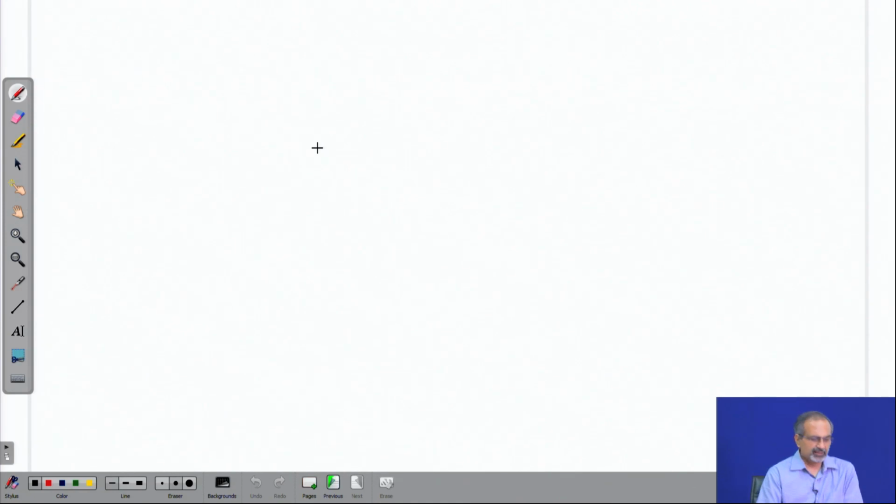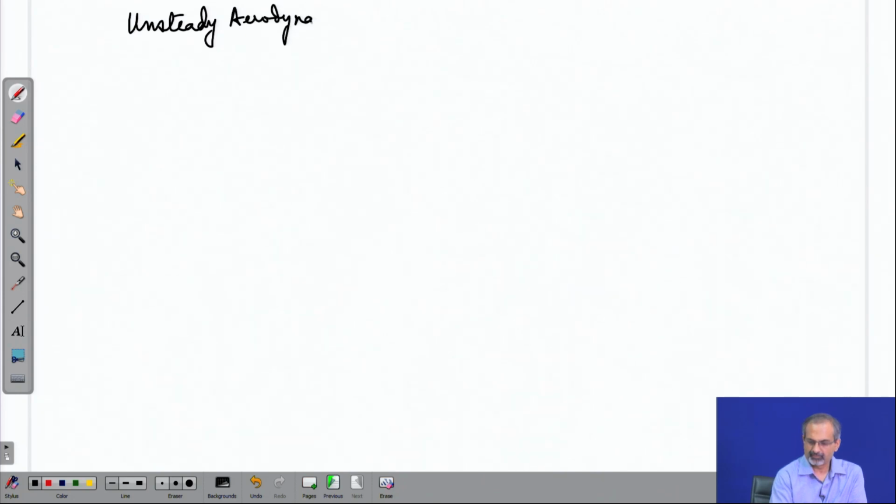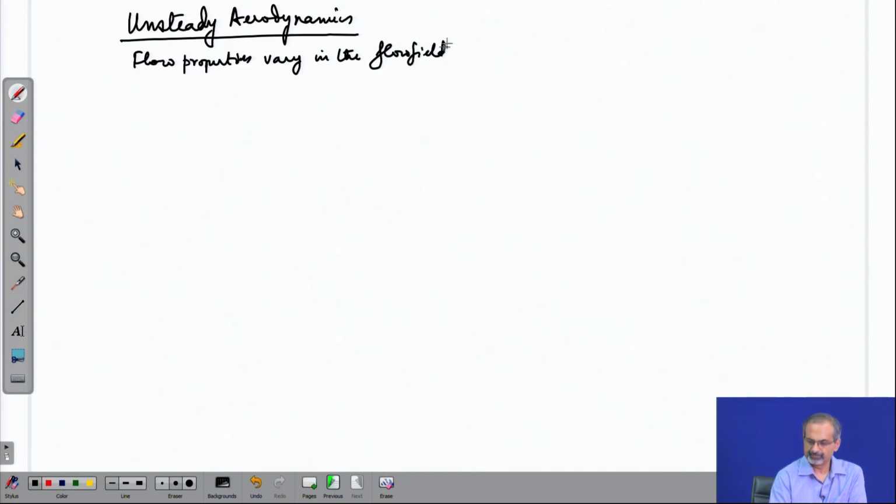So, now we will discuss a bit about unsteady aerodynamics. And what do we mean by that? So, when flow properties vary in the flow field as a function of time, then we have unsteady aerodynamic effects.